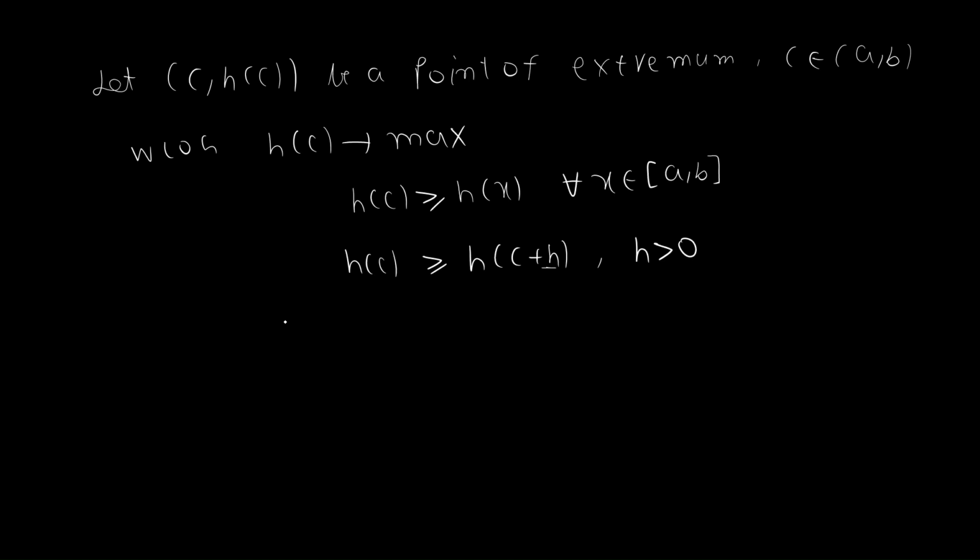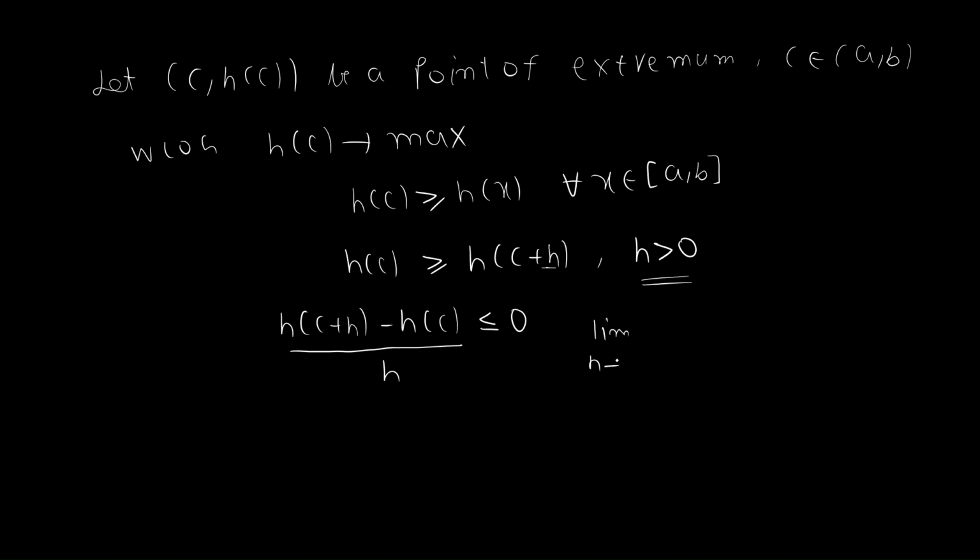This means that h(c+h) - h(c) is less than or equal to 0. If I divide by h on both sides, since h is a greater than 0 quantity, the inequality sign will not change. Now I'll take the limit as h tends to 0. Since h is a greater than 0 quantity, I'll tend it to 0 plus.